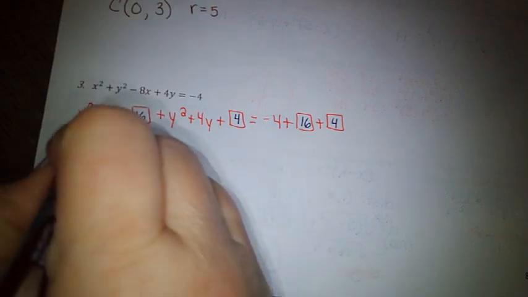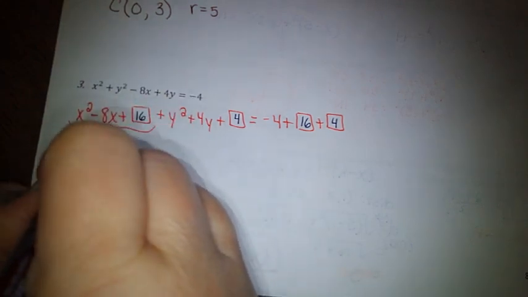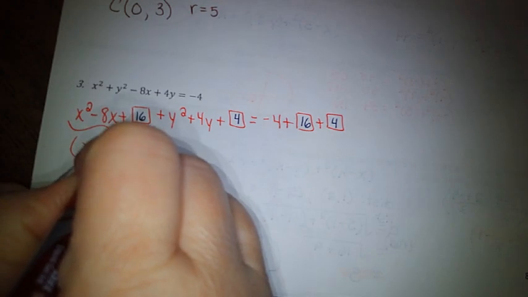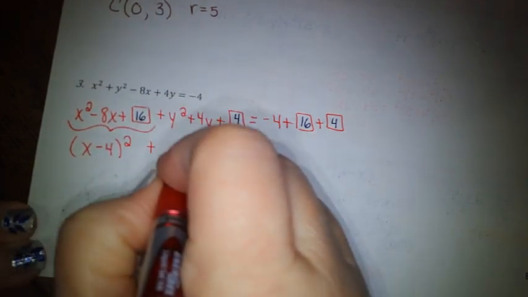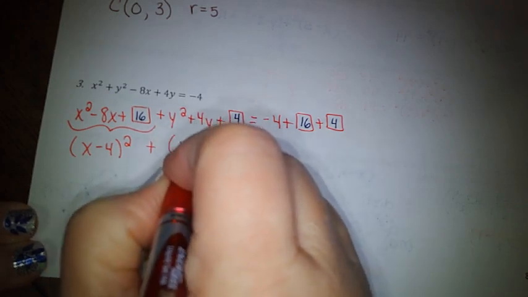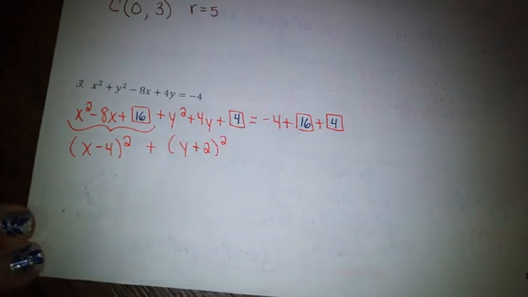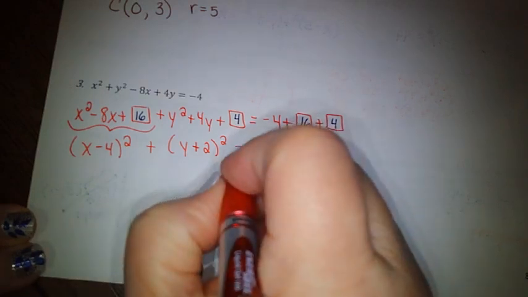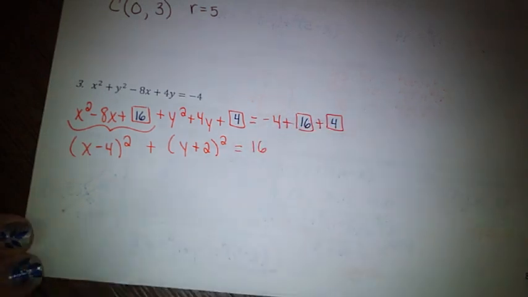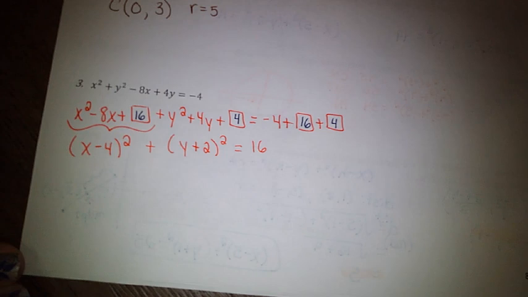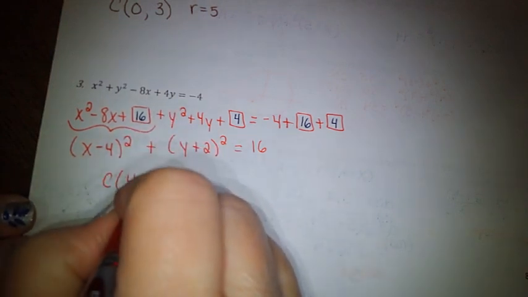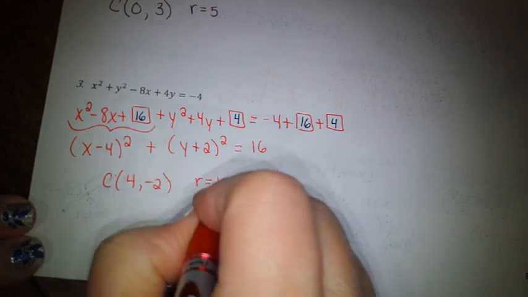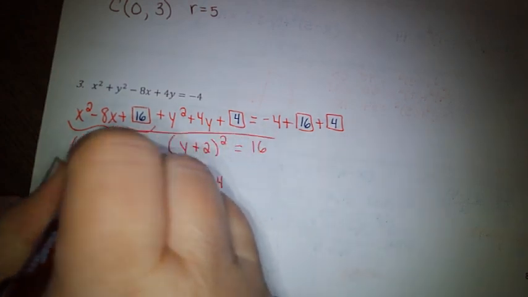Now when I factor this, I get x minus 4 squared. I created my perfect square. And when I factor this one, I get y plus 2 squared. And then when I add these together, I get 16. There's the equation of my circle. My center is 4, negative 2. My radius is 4.